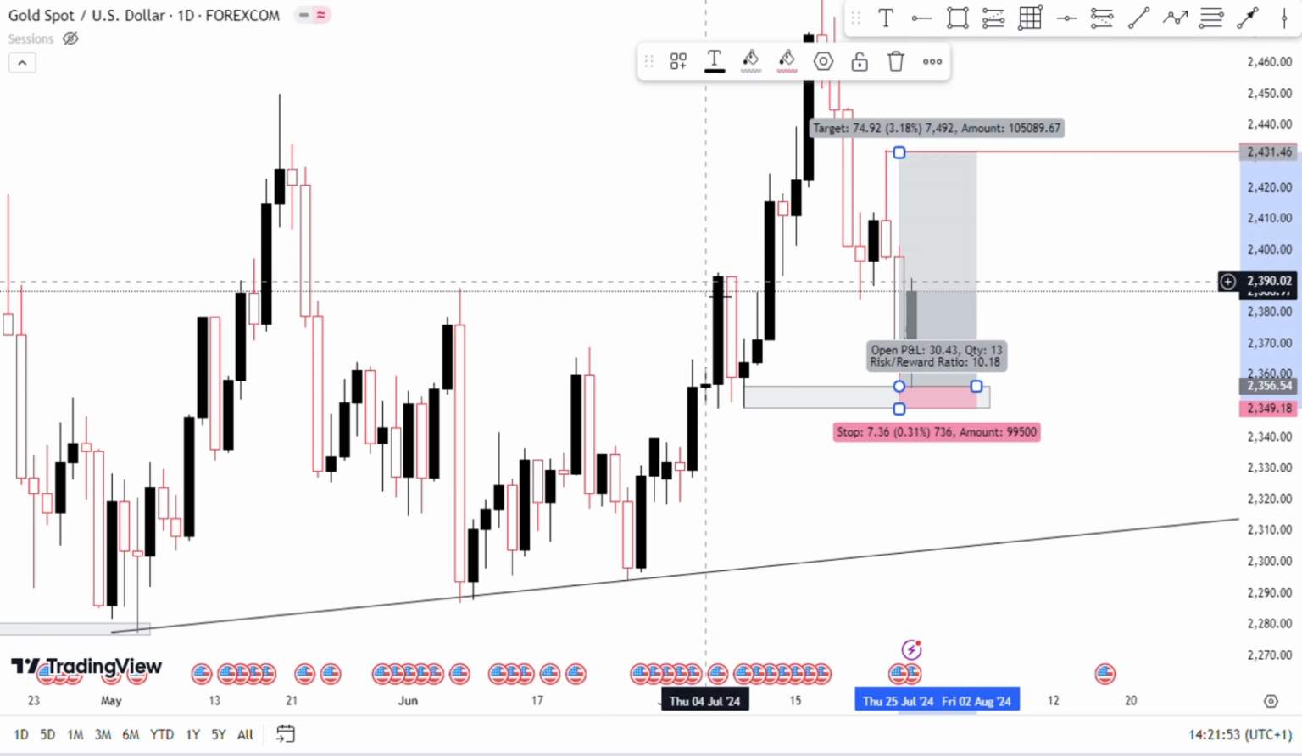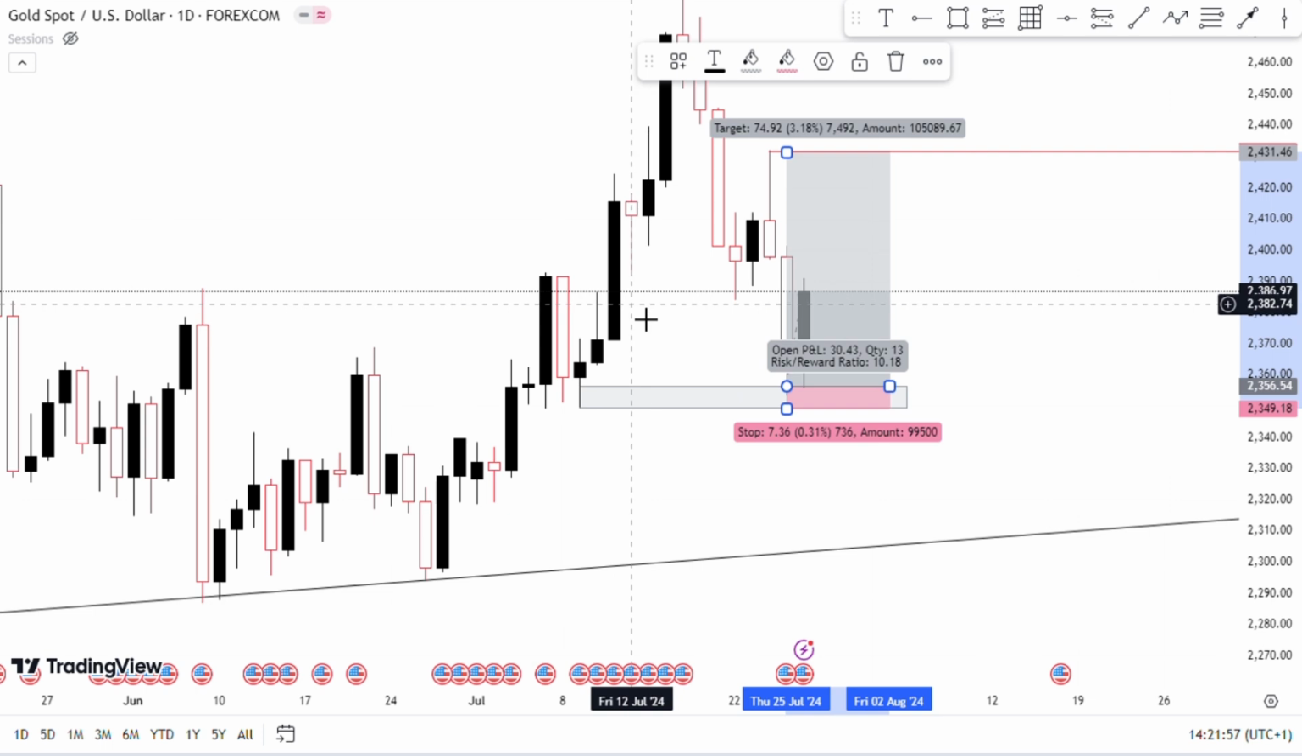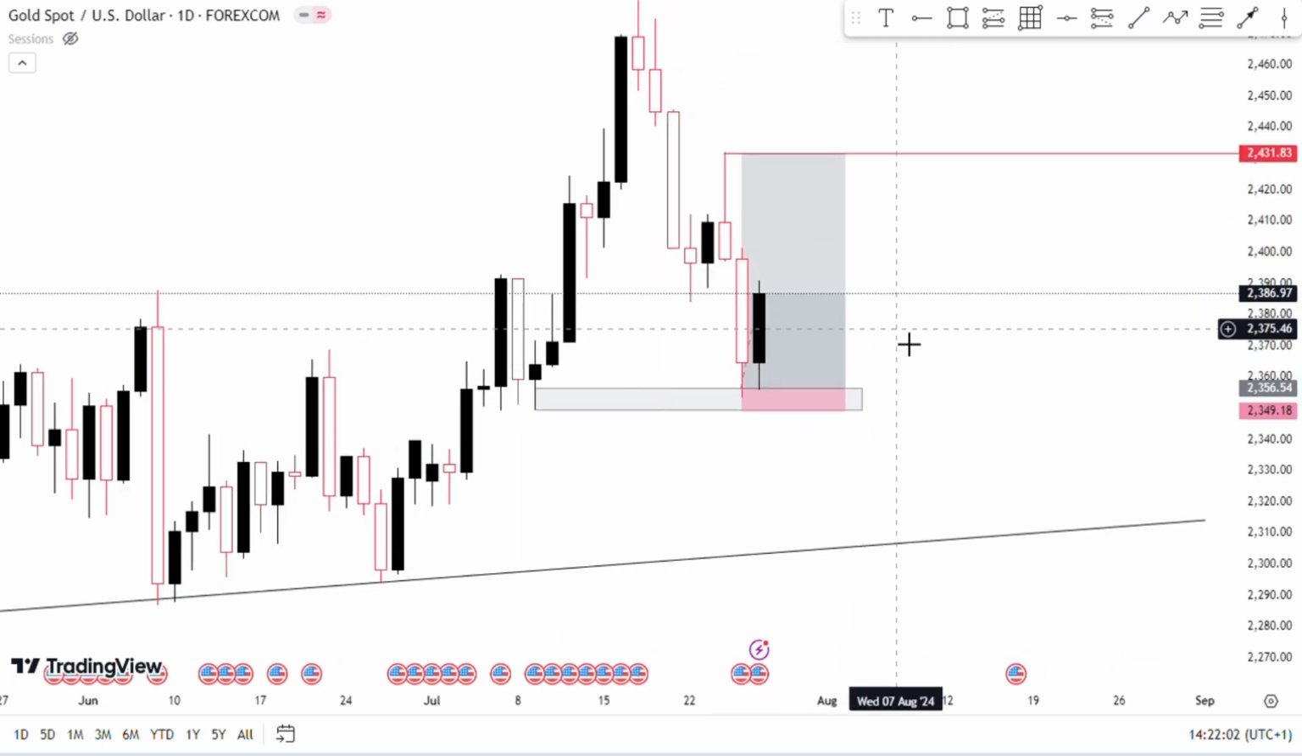So let's just go to the forecast. What I'm expecting price to do probably next week, and then I'm going to give you the entry and also the stop loss and then the take profit. So let's just go into the video right now.